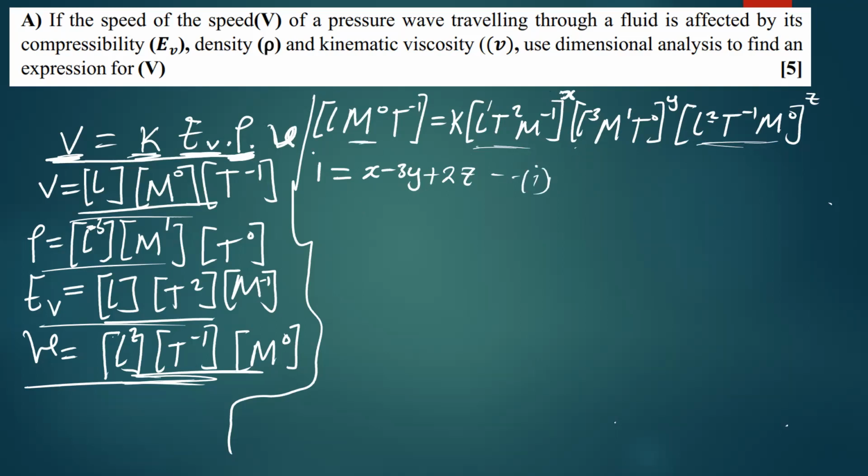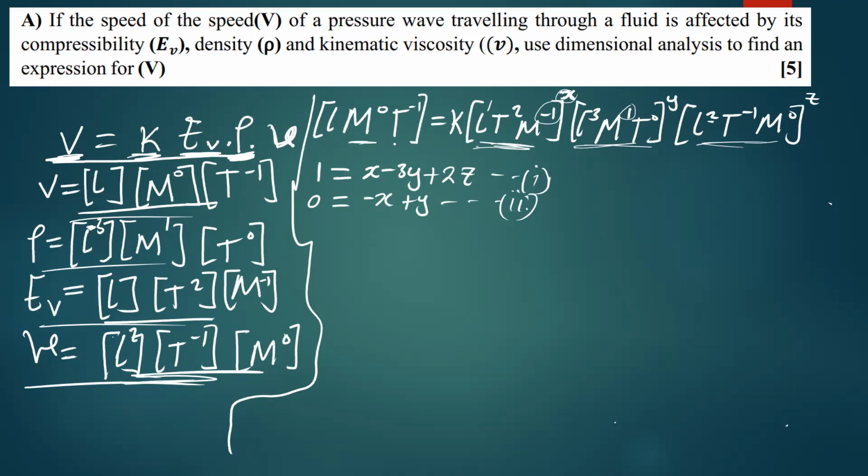We move on to the powers of M. So the power of M on the left there, we have 0. Then the power of M on the first part there is -1. -1 times X, we get -X. Then the power of M in the second set of brackets is +1. 1 times Y, we have +Y. Then the power of M here is 0. So 0 times Z will just give us 0. So this is going to be our second equation.